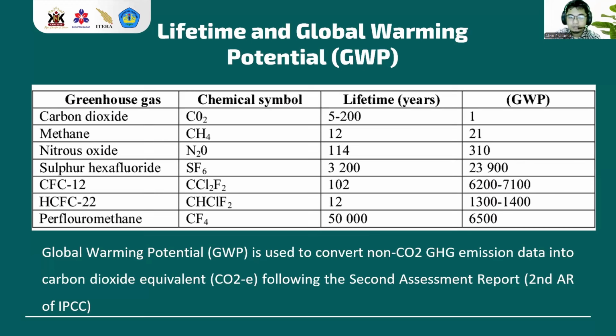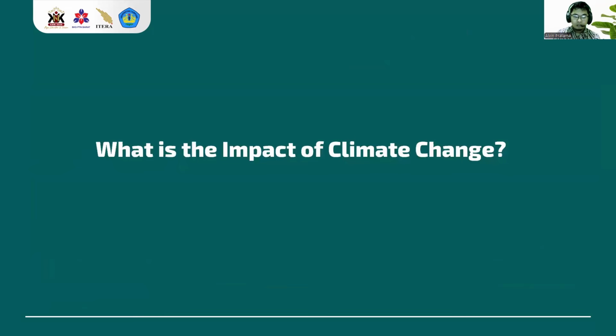So what does it mean? Even though we focus a lot on carbon dioxide, it's important to remember that other gases, while emitted in smaller quantities, can be far more powerful in terms of their warming effects and how long they stay in the atmosphere. This is why GWP is a critical tool for measuring and comparing emissions, and it helps guide international climate policies and regulations. And what is the impact of climate change? We will discuss it in the next slides.